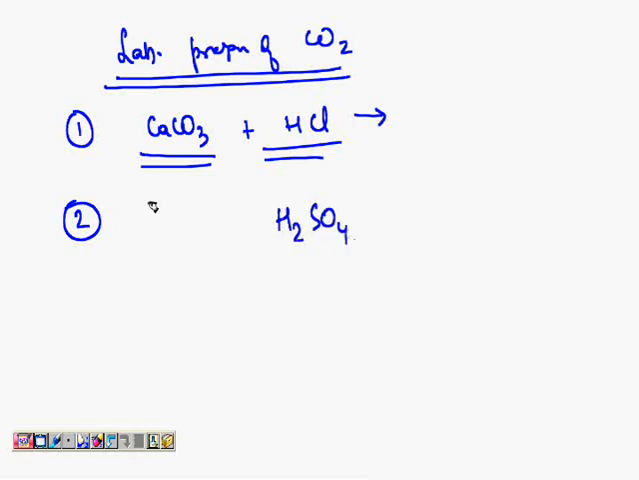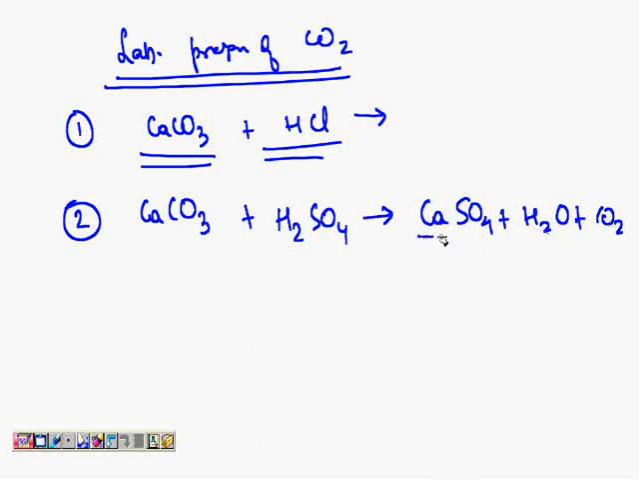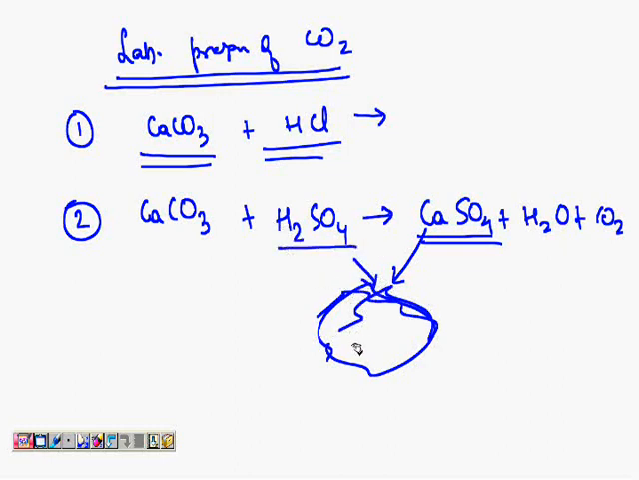Sulfuric acid is not used for this particular preparation of carbon dioxide. The reason is that it forms CaSO4, and of course the other things are the same. Calcium sulfate itself is insoluble in water. So it will get deposited on the marble chips, and the remaining sulfuric acid will not be able to come in contact with CaCO3, because calcium sulfate will form an upper layer that stops the reaction. Why? Because calcium sulfate is insoluble in water.